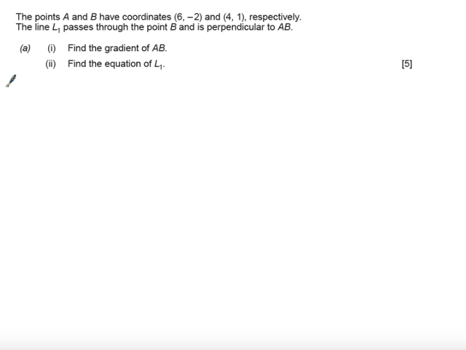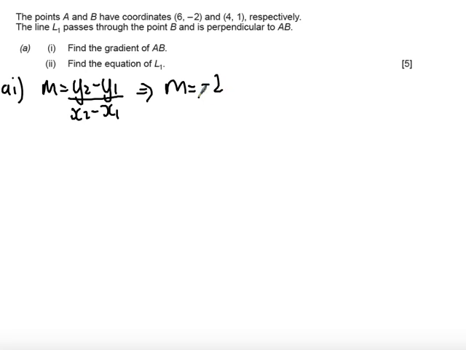The first part asks us to find the gradient of AB. So using m, the gradient, is equal to y2 minus y1, the difference in y, over x2 minus x1, over the difference in x. I'm going to take my rightmost point, which was the point A, as (x2, y2). So y2 is -2 and x2 is 6, take away y1, which is 1, and take away x1, which is 4. So working through this, I get that m is equal to -3/2.